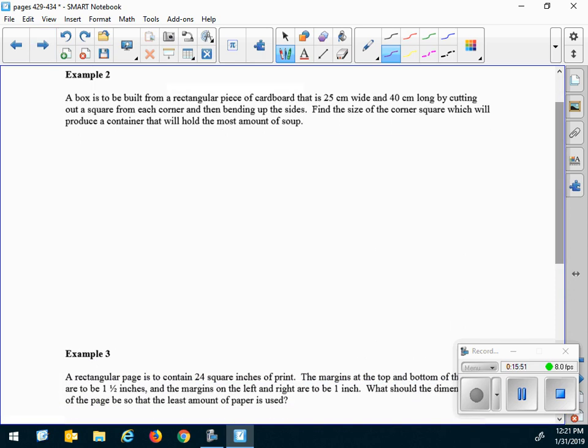A box is to be built from a rectangular piece of cardboard that is 25 centimeters wide and 40 centimeters long by cutting out a square from each corner and bending up the sides. Find the size of the corner square, which will produce a container that will hold the most amount of soup.